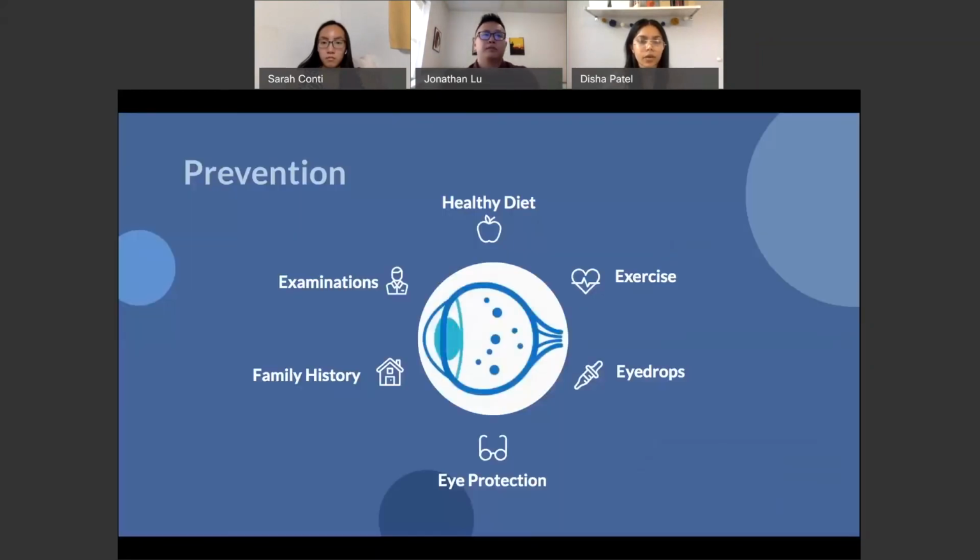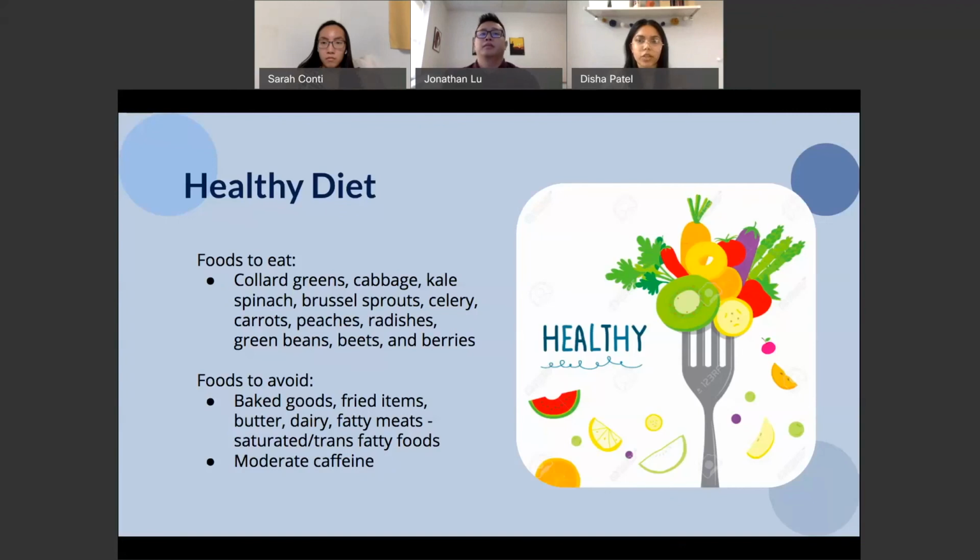There are many ways to prevent the onset of glaucoma. We will be discussing healthy diet, exercise, eye drops, eye protection, family history, and examinations. Foods to incorporate for patients with glaucoma are listed in the first bullet. They contain vitamins and minerals that protect your body and the eyes. In fact, studies have shown that these healthy foods are better than oral vitamins at preventing glaucoma. Patients should try to avoid eating baked goods, fried items, butter, dairy, and fatty meats, which are high in saturated and/or trans fatty foods. Additionally, caffeine should be consumed in moderation because it can increase intraocular pressure.